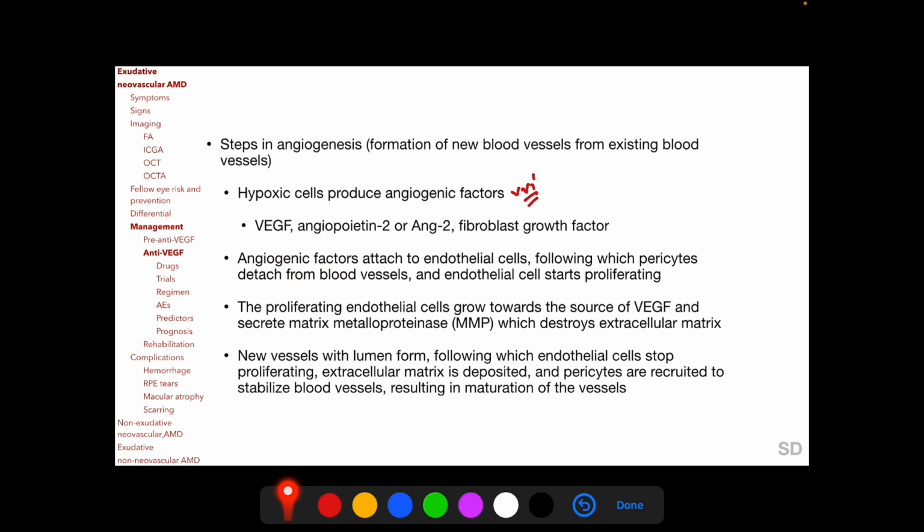Angiogenic factors attach to endothelial cells, following which pericytes detach from the blood vessels, and then the endothelial cells start proliferating. The proliferating endothelial cells grow towards the source of VEGF and secrete matrix metalloproteinase, which destroys the extracellular matrix. The proliferating endothelial cells then form new vessels with lumen, following which endothelial cells stop proliferating, extracellular matrix is deposited, and pericytes are re-recruited to stabilize the blood vessels, resulting in maturation of the vessels.